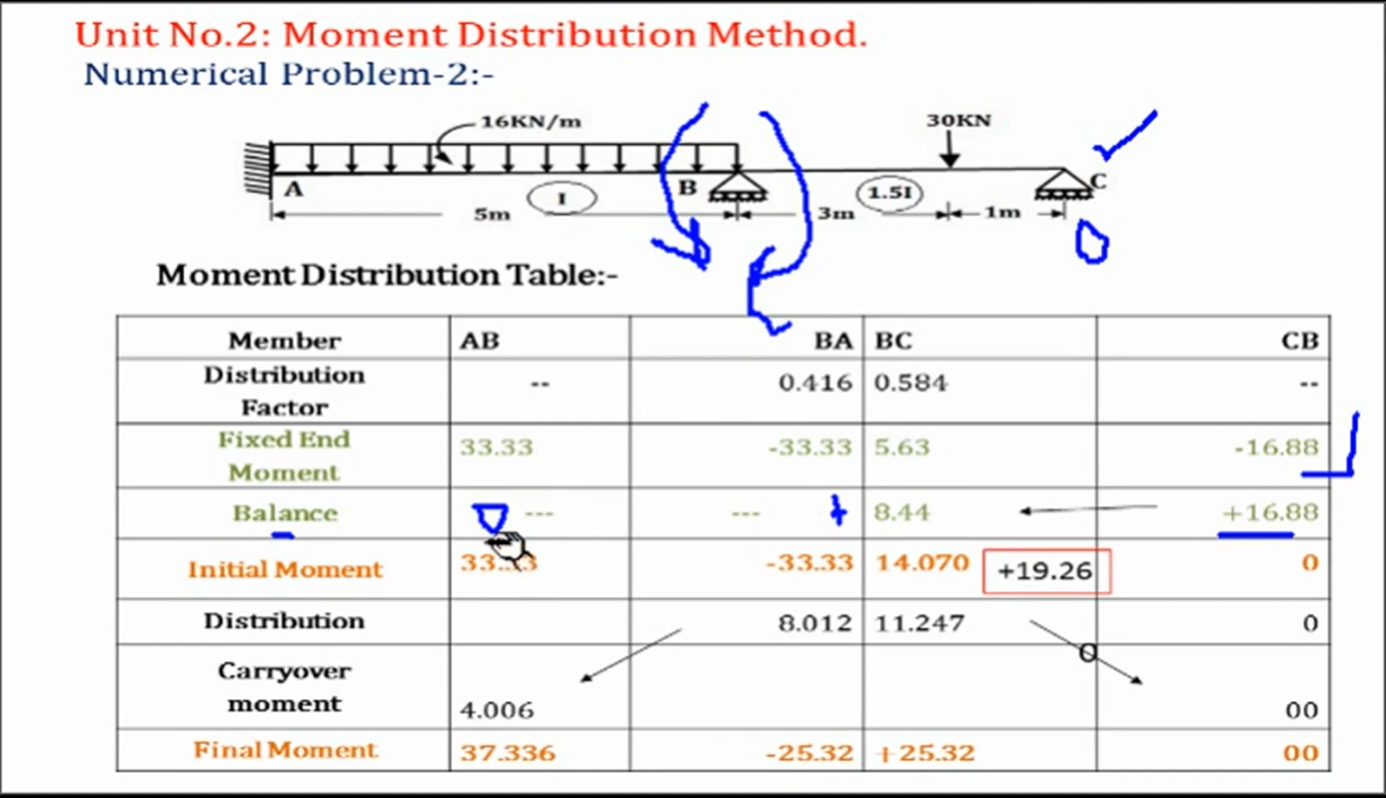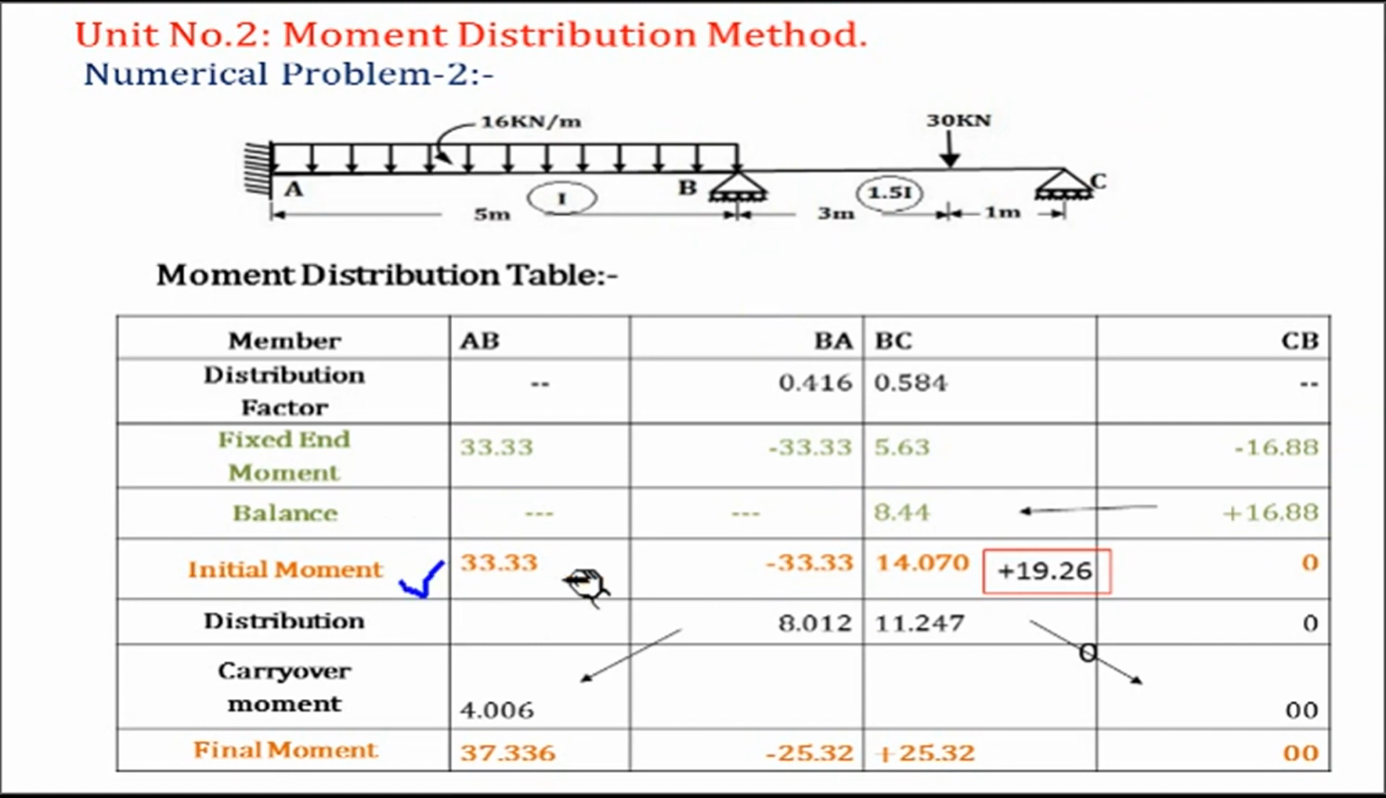Now add fixed end moment and balance moment. So 33.33 plus 0 becomes 33.33, minus 33.33 plus 0 becomes minus 33.33. 5.863 plus 8.44 becomes 14.070, and the addition of minus 16.88 plus 16.88 becomes 0. So we make it 0 because it is a simply supported end. Now these are the initial moments.